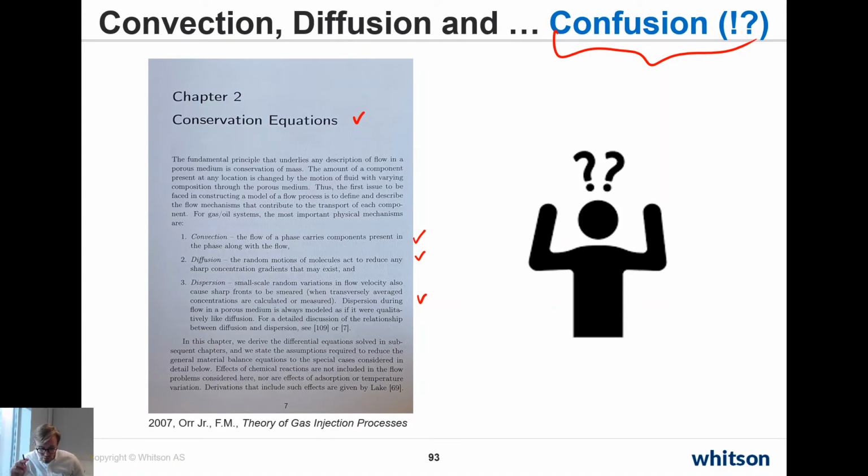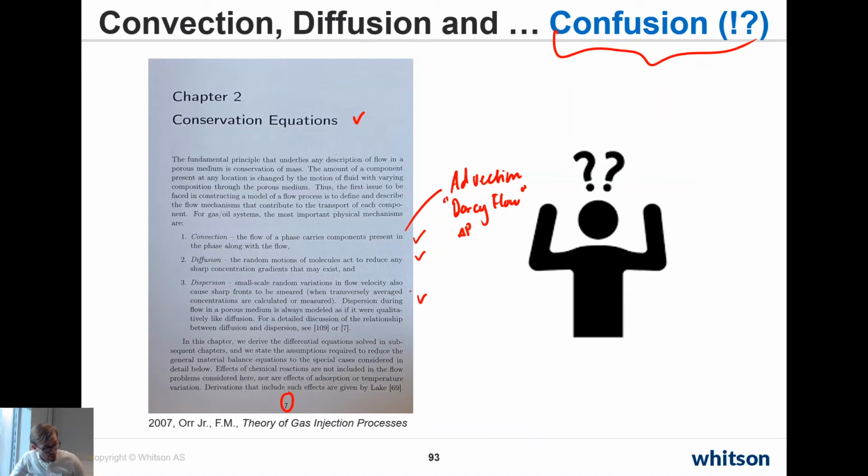But before we go further, I think it's important that we are 100% on the same page. And the page I would like us to be on now is page number 7 in Theory of Gas Injection Processes. So what we can read here is: convection is the flow of a phase, the flow of a phase carries components present in the phase along with the flow. A little bit difficult to understand, but this is also what's called advection. And in the petroleum engineering space, this is what we typically call Darcy flow. So it's a flow essentially as a result of a delta P. And Stian needs to arrest me if I say something wrong.